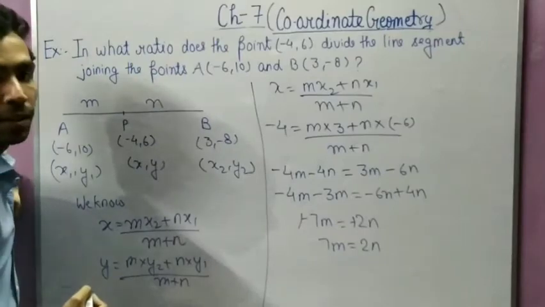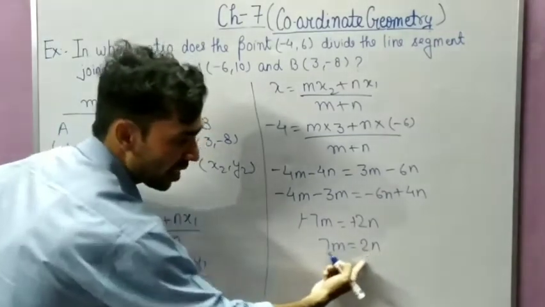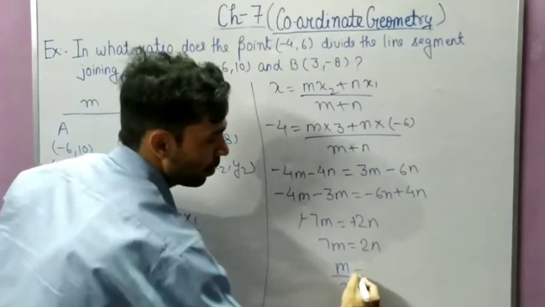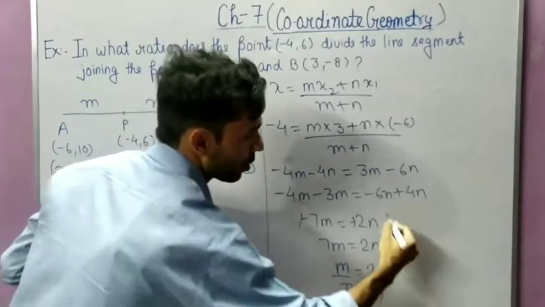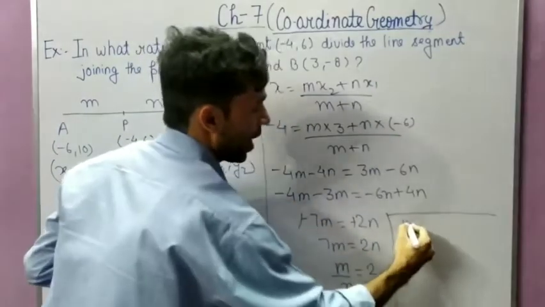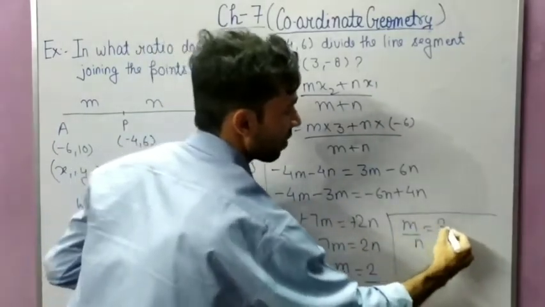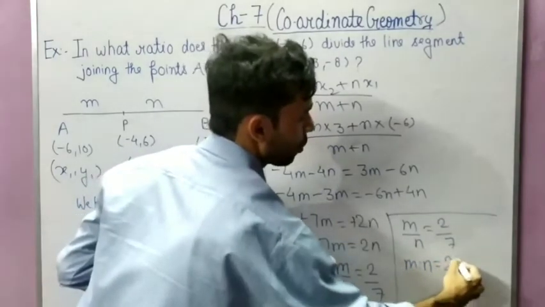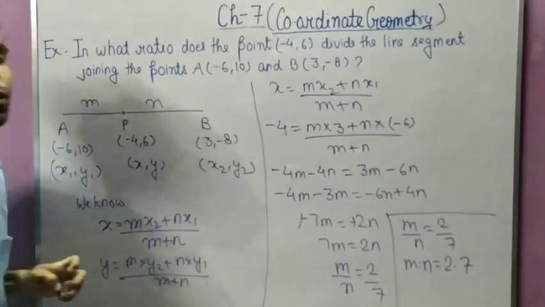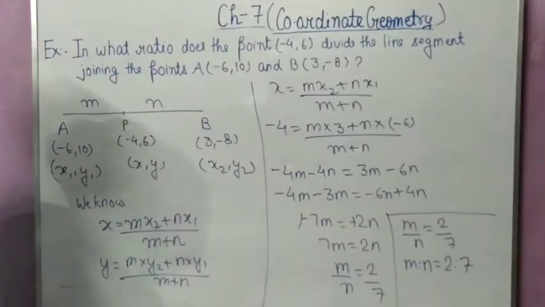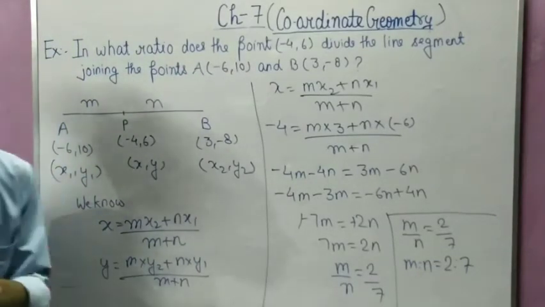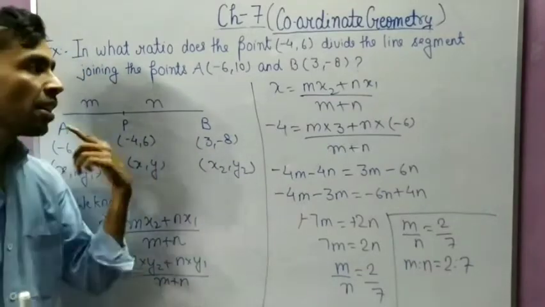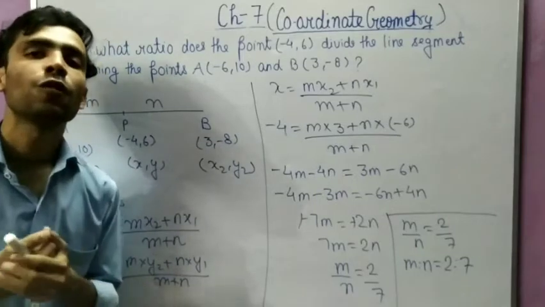7m equals 2n. Now what you do, you transfer n to this side or 7 to this side. So m upon n will come 2 by 7. So m by n comes 2 by 7. So we can say m ratio n will come 2 ratio 7, and this we have to find only. So by using the section formula we can find the point and we can find the ratio also. It's your wish which formula you want to use.